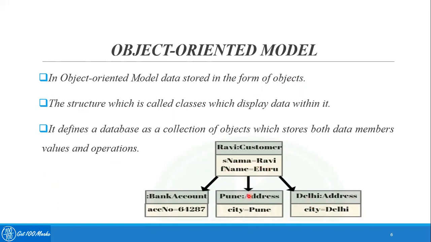It identifies a database as a collection of objects which stores both data members and values and operations. So whatever is related to that particular data will all get stored in a particular object and class relationship.